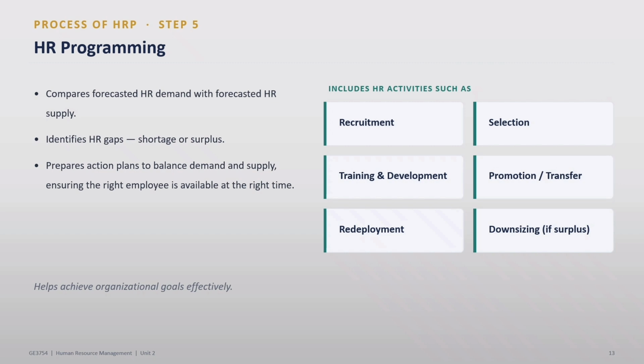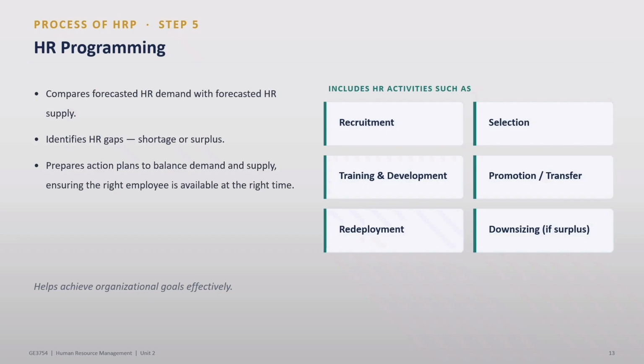These actions may include recruitment, selection, training and development, promotion, transfer, and downsizing when there is a surplus of employees. For example, if an organization requires 50 employees but only 40 are available, there is a shortage of 10 employees. HR may plan external recruitment to fill those positions. On the other hand, if more employees are available than required, the organization may consider transfers, redeployment, and other appropriate measures. Therefore, HR programming converts the results of the demand and supply forecast into specific HR actions.